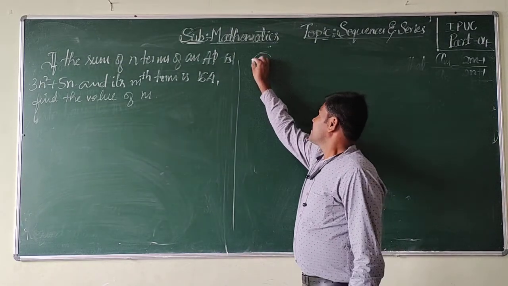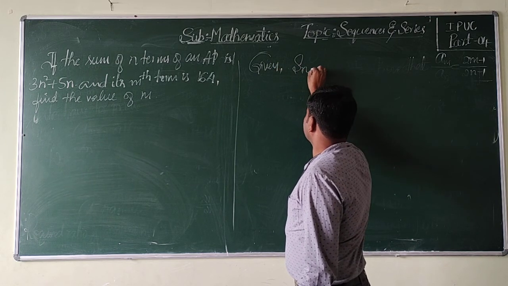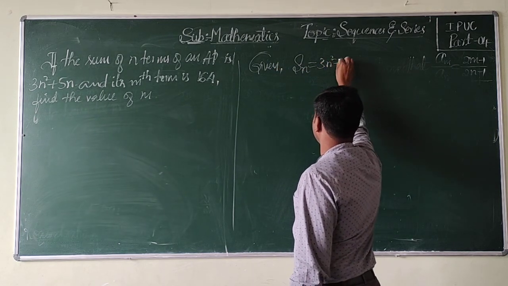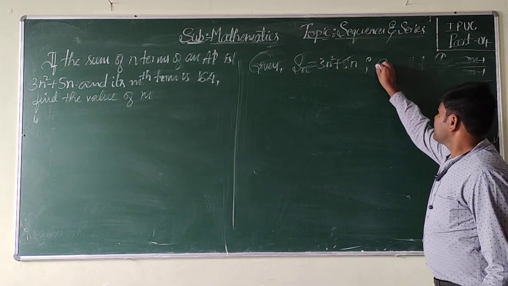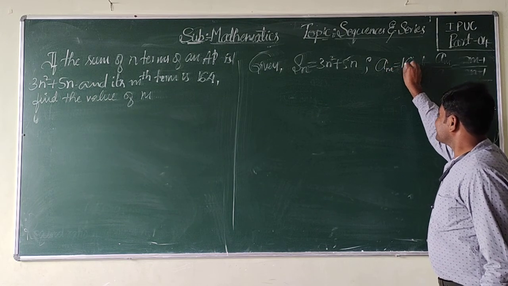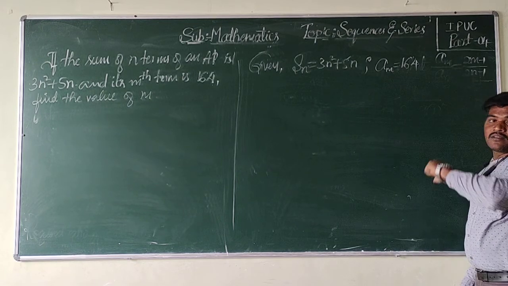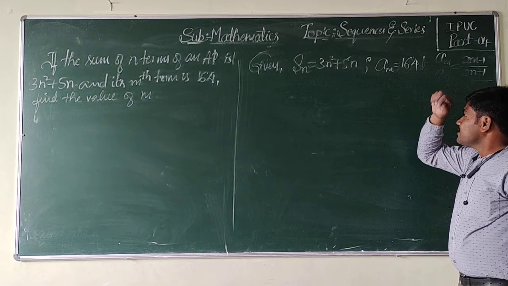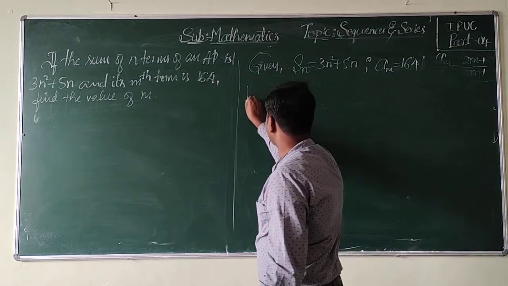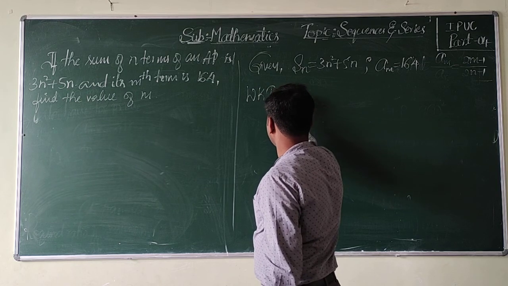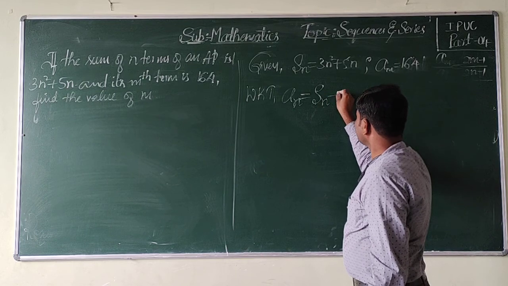So now here, it is given that Sn is 3n square plus 5n, and also given that the m term of AP, am, is 164. So find out how to find the value of m. See, first we need to find the first term and the common difference. To find the general term of AP, we know that an is Sn minus Sn minus 1.